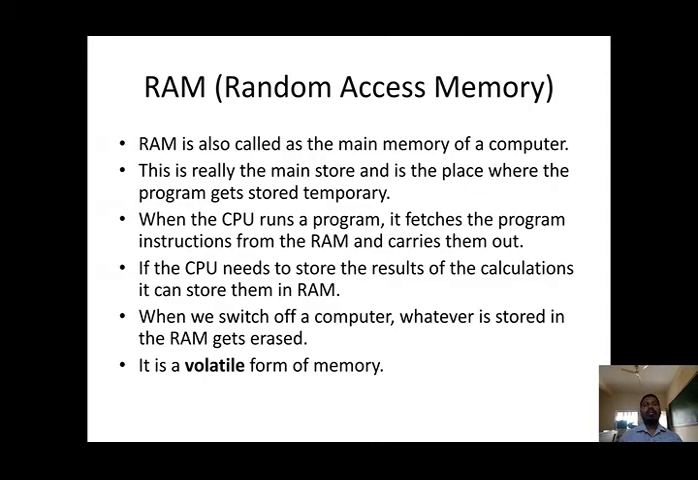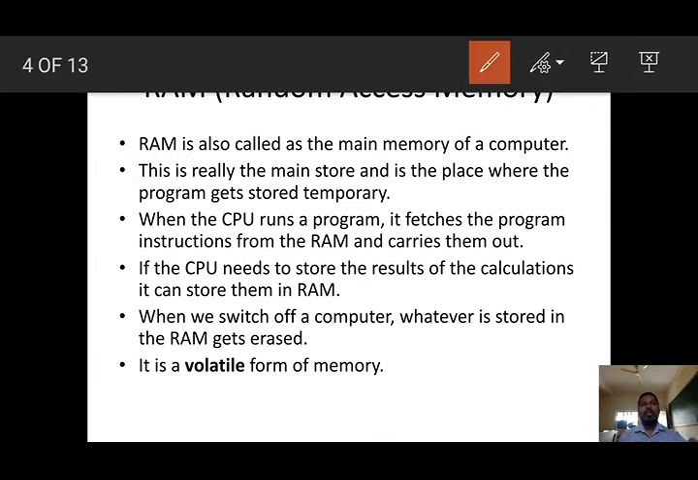First, RAM. What is the expansion of RAM? Random access memory. RAM is also called the main memory of a computer. This is really the main store, and is a place where the program gets stored temporarily. Actually, this is the main storage of a computer. Here, the programs get stored temporarily. The program will not be stored permanently, the program will be stored temporarily.